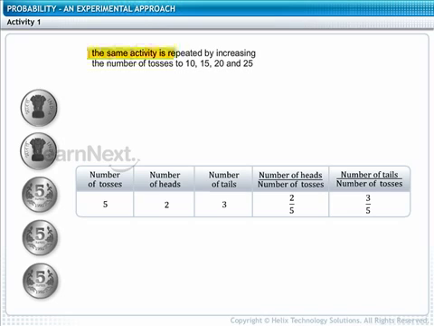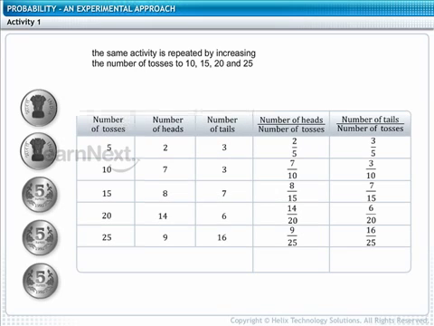Next, the same activity is repeated by increasing the number of tosses to 10, 15, 20, and 25. The results obtained are as shown in the table. Now, let's calculate the cumulative results.